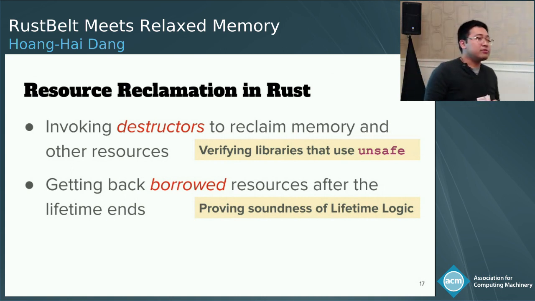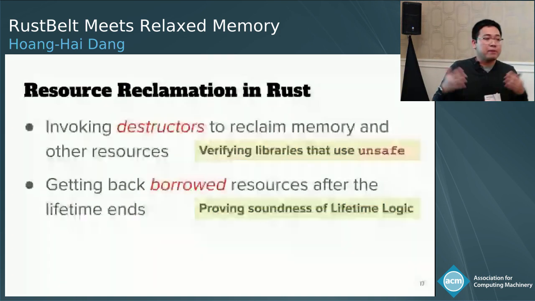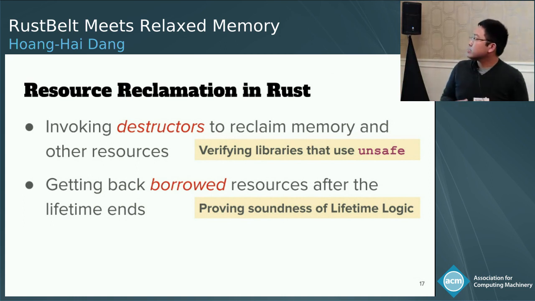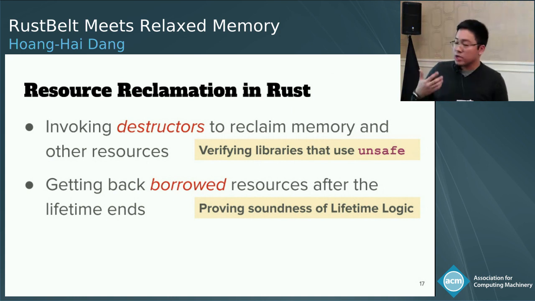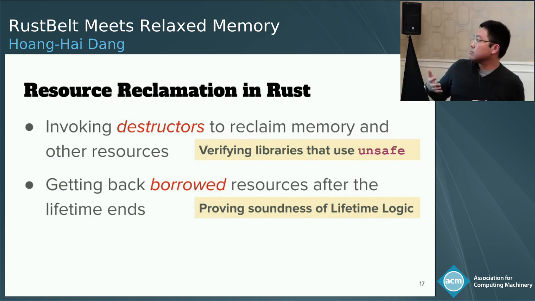But in the context of the Rust programming language, there's another form of resource reclamation. In particular, you can have resources in Rust that can be borrowed by another party for some lifetime. And when the lifetime ends, which you don't know when, this resource must be returned to the original owner. So now we have this form of resource reclamation that is tied to lifetimes. And we have to deal with this in the type system, in particular in proving the type soundness theorem, and more specifically in proving the soundness of the lifetime logic.